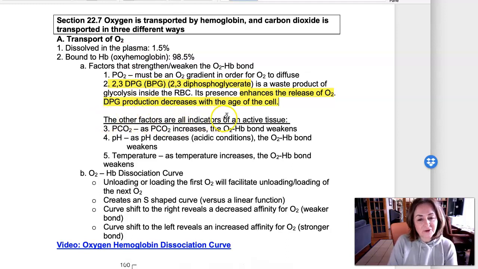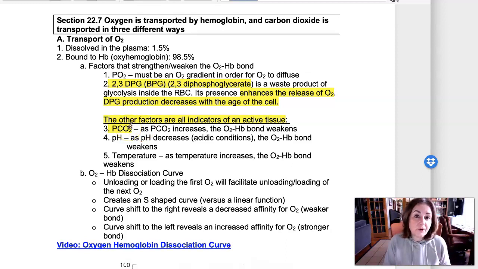But then the other factors, I grouped them together because I thought this might help you remember that these are indicators of an active tissue, like an increased partial pressure of carbon dioxide. So when we're working, we're generating more CO2, and that CO2 is going to weaken that bond. Also, as you're working, the pH decreases. Just think of lactic acid buildup in a muscle, and that weakens the bond. And also in working muscle, we start to get hot, right? It generates heat. And so an increased temperature will weaken that bond.